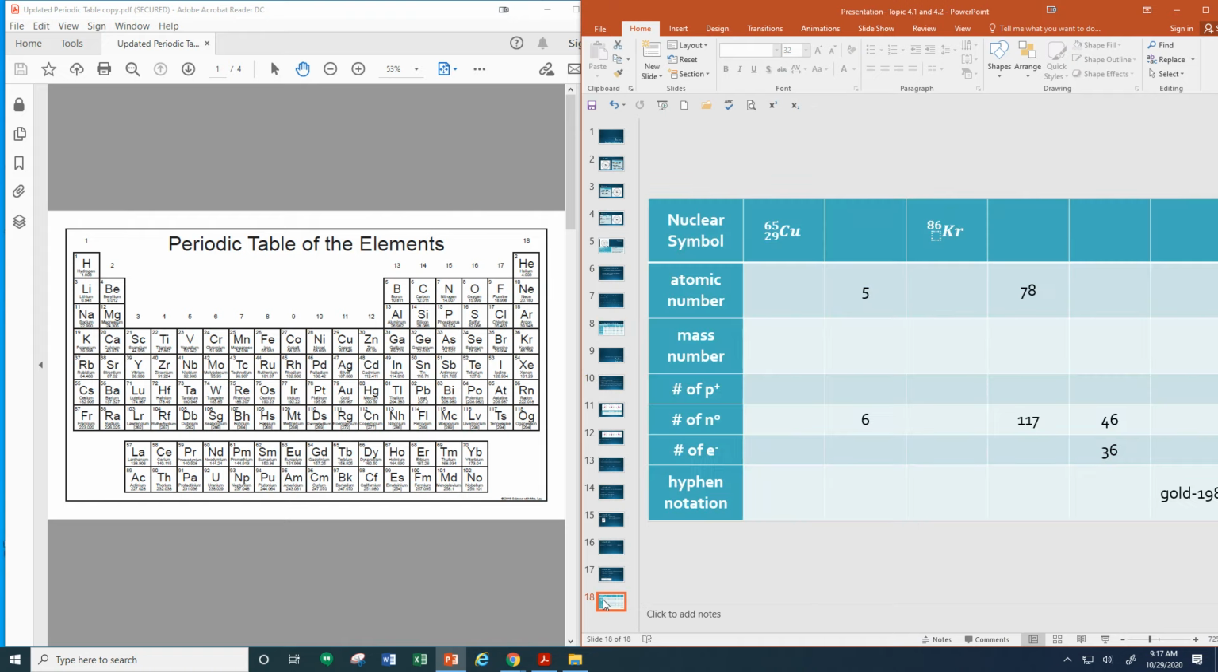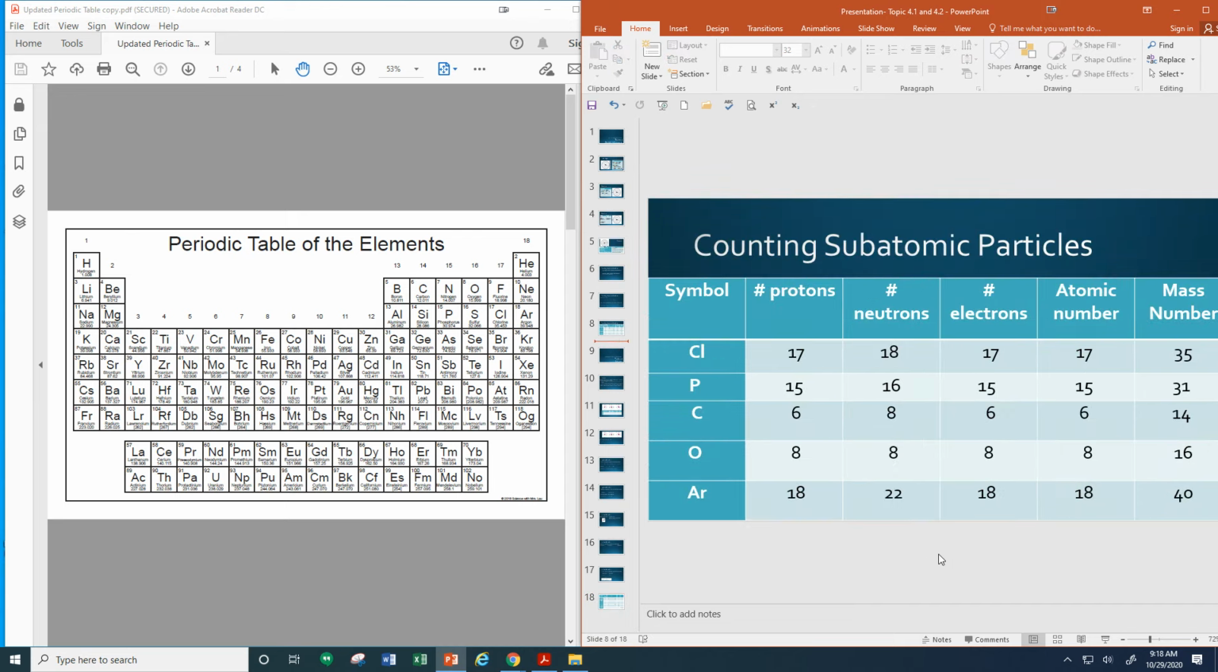So again, the goal from today was figuring out the structure of the atom, and then from there, counting protons, neutrons, electrons. So you have a homework assignment to complete with this. If you have questions, let me know.